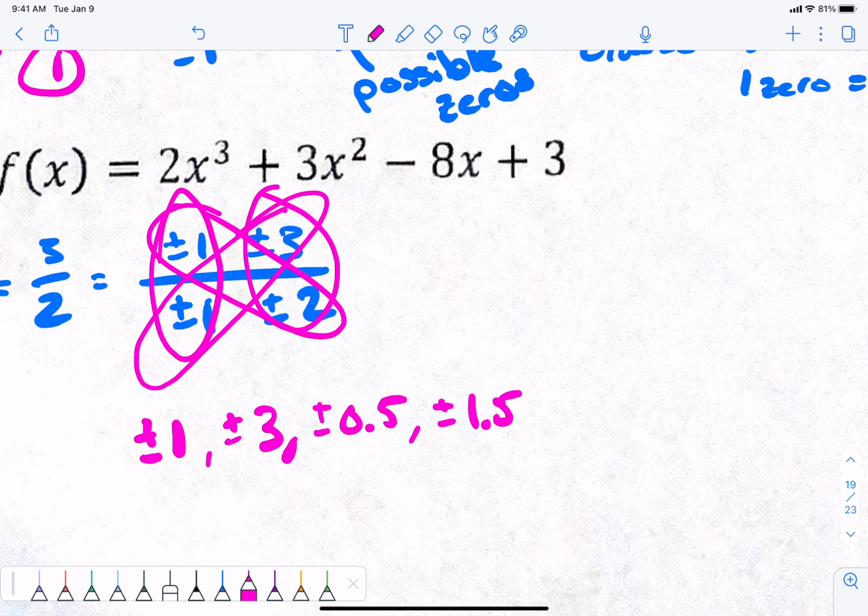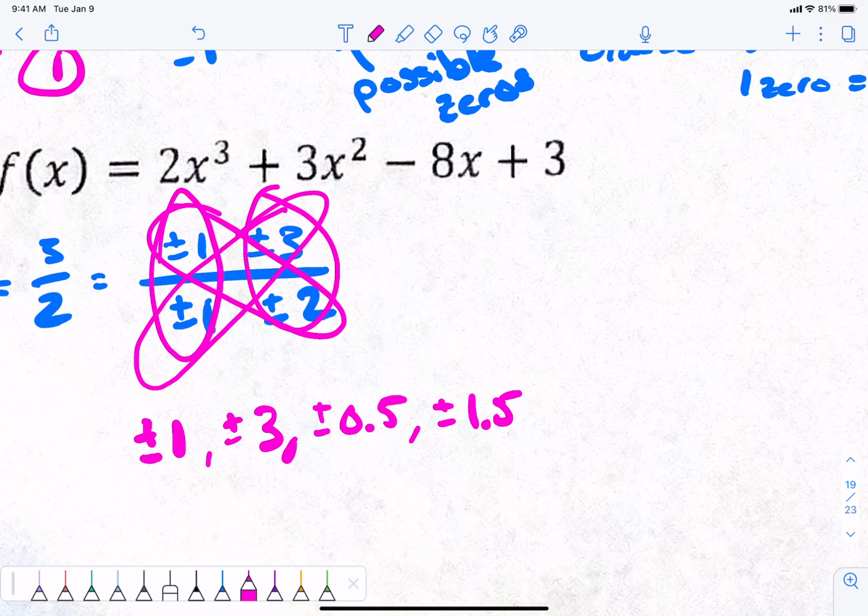I'll take 0.5. Okay, Mallory's got 0.5. I got 1. Oh, 3. Ellie, Maddie, what's the other one? 3 and 1.5. I'll take 3. Ellie got 1.5. Do the positives and negatives, those guys. This one's a little bit shorter to plug into. It's only got 4 terms.